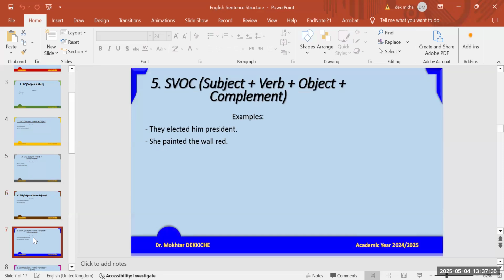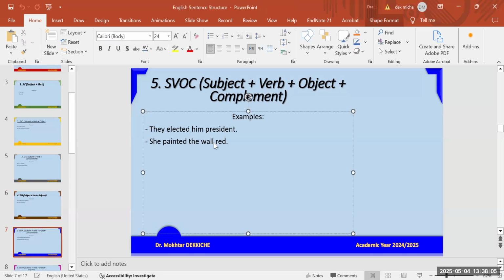There is also another structure, which is subject, verb, object, and complement. And the example that shows this structure is the following: they elected him president. She paints the wall red. They elect him. They subject, elect, verb, him, object, and president complement. She paints the wall red. She is subject. Paints is the verb. The wall is an object, and red is a complement.